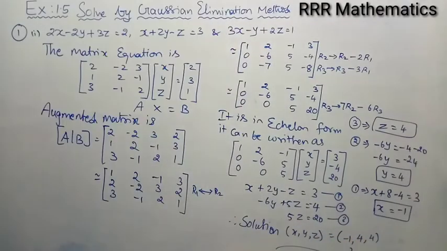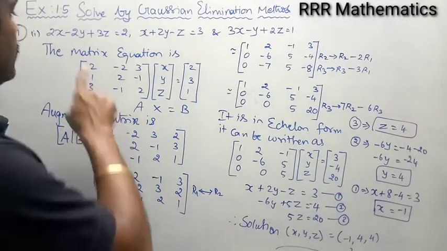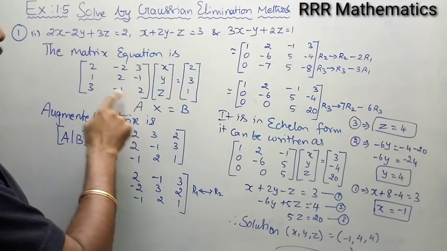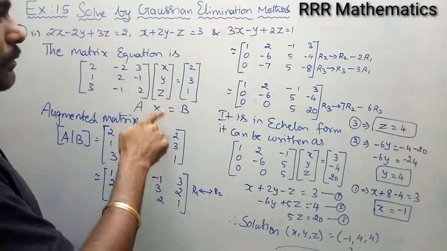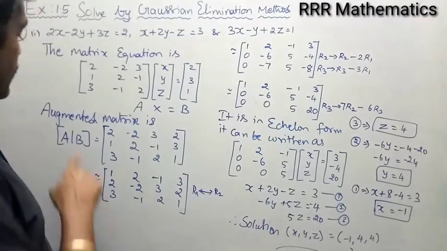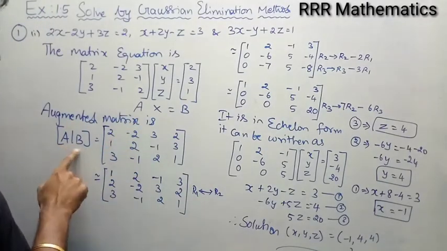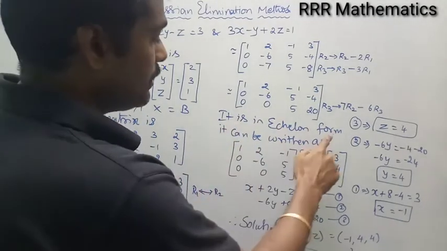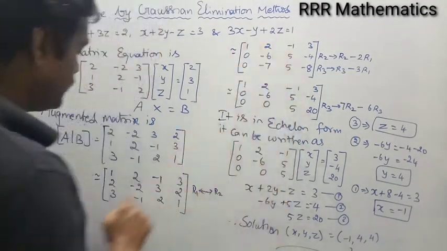Got it? So I will repeat. Step 1: write the matrix equation Ax equal to B, where A is the coefficient of x, y, z, x is the variable, B is the constant value appearing on the right hand side of the linear equation. Next, augmented matrix: write A and B together. Bring into echelon form. Okay. It is in echelon form. It can be written in reverse order.